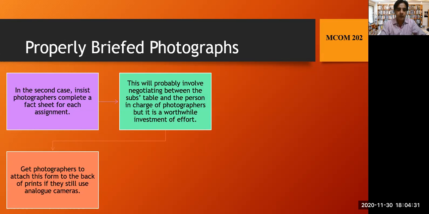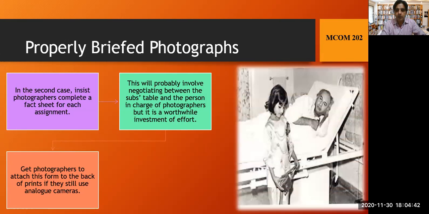So get photographers to attach this form to the back of the print, or if they are using digital cameras, they can separately fill in the form and send it to you. So this is very much important.